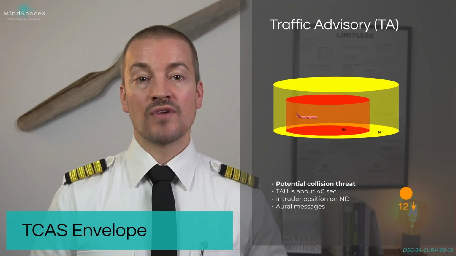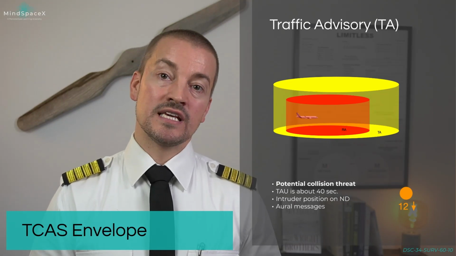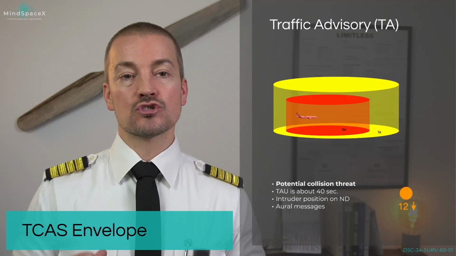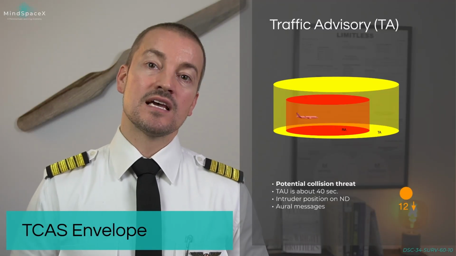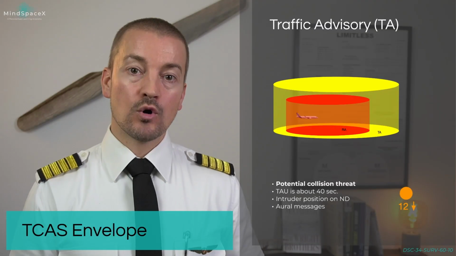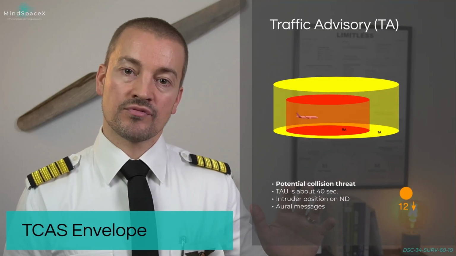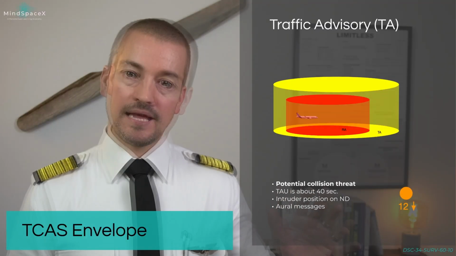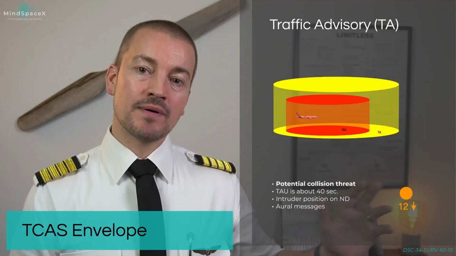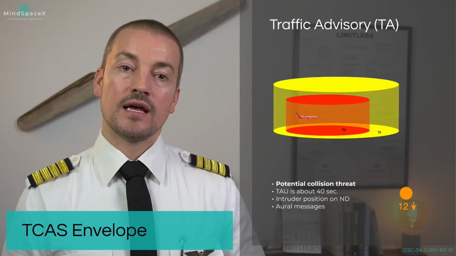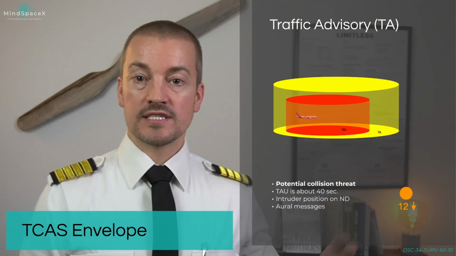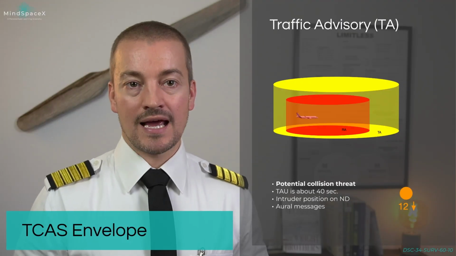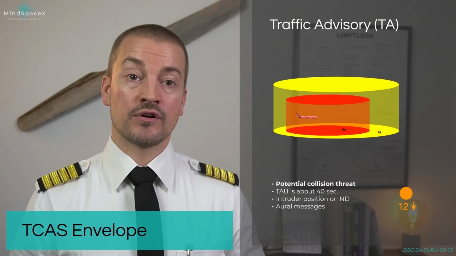The area around the RA is called the Traffic Advisory area, and any intruders within this zone will be categorized as traffic advisories. They pose a potential collision threat, and the TAU is now about 40 seconds. Intruders are still shown on the ND, but they are now in amber, indicated by an amber circle, together with their altitude and rate of change if climbing or descending by more than 500 feet per minute.